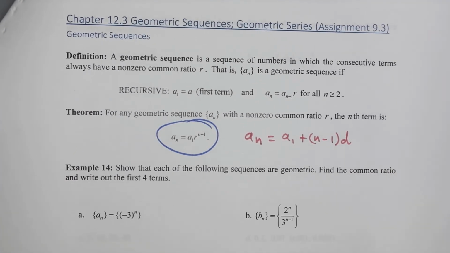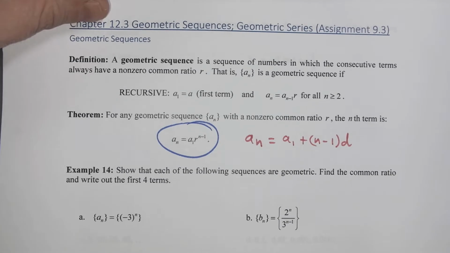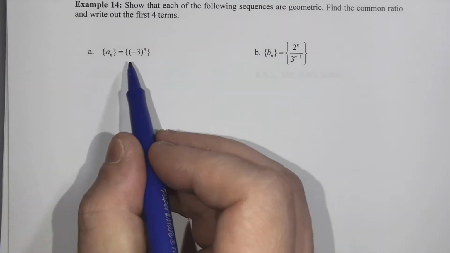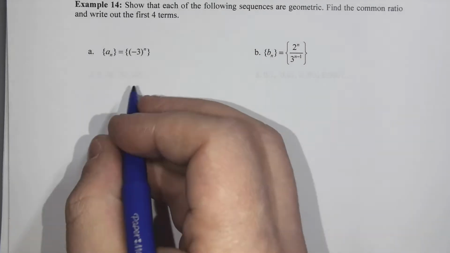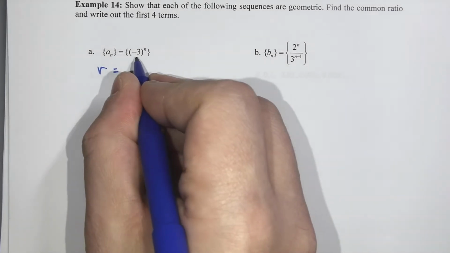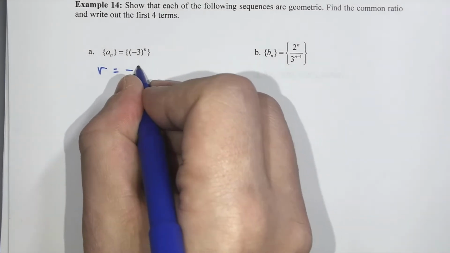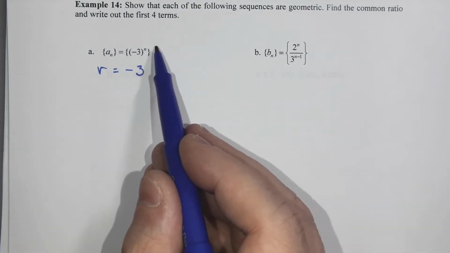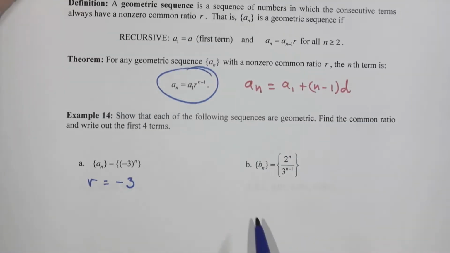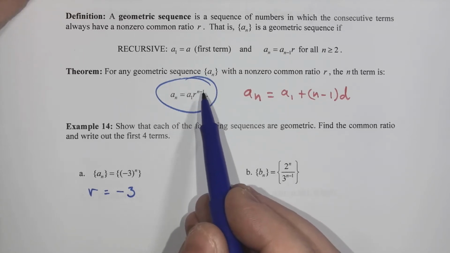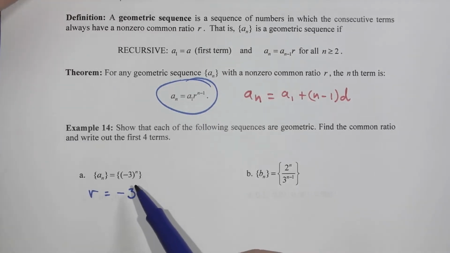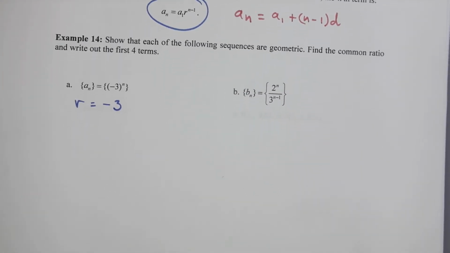Okay, so the first example asks us to show that each of the following sequences is geometric, find the common ratio, and write out the first four terms. When they're written in this nice exponential form, it's very clear what the common ratio is. The common ratio here is negative 3, because that's what's being raised to the nth power. It gives us what the ratio is.